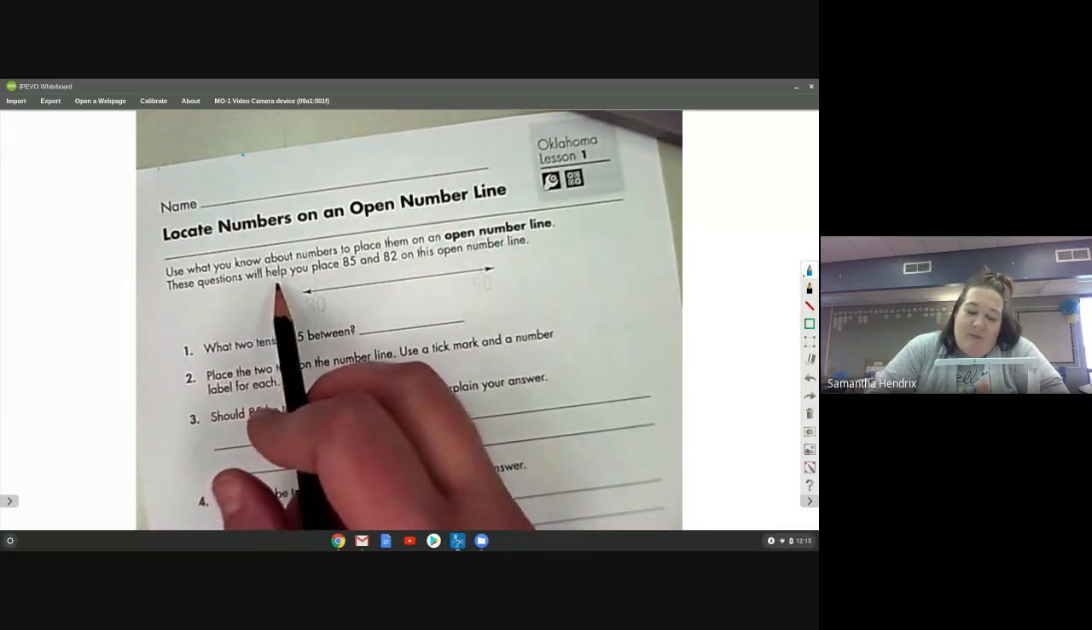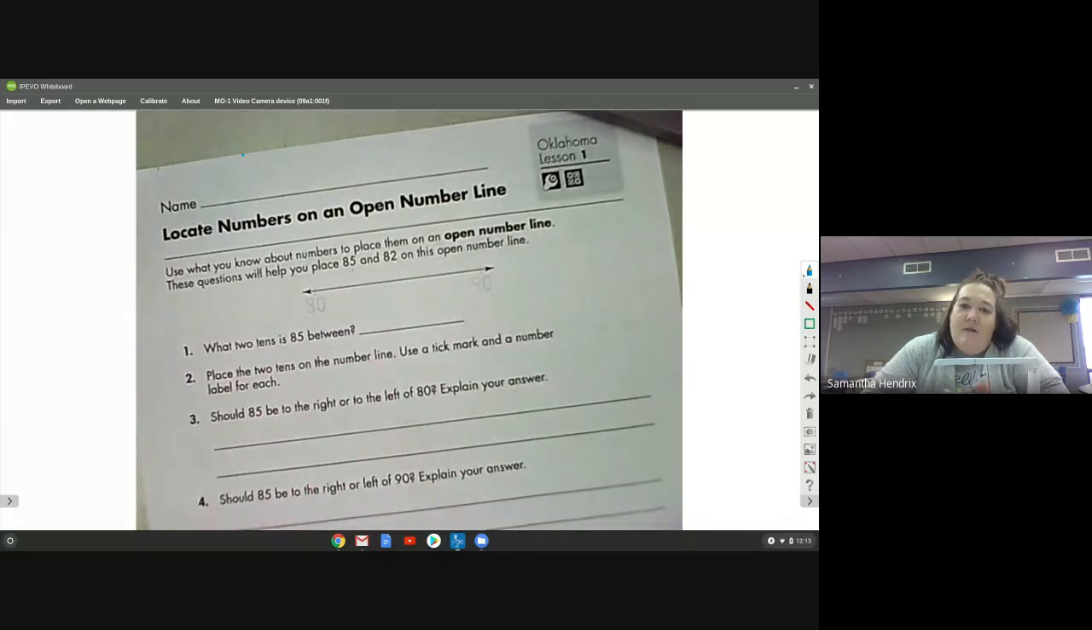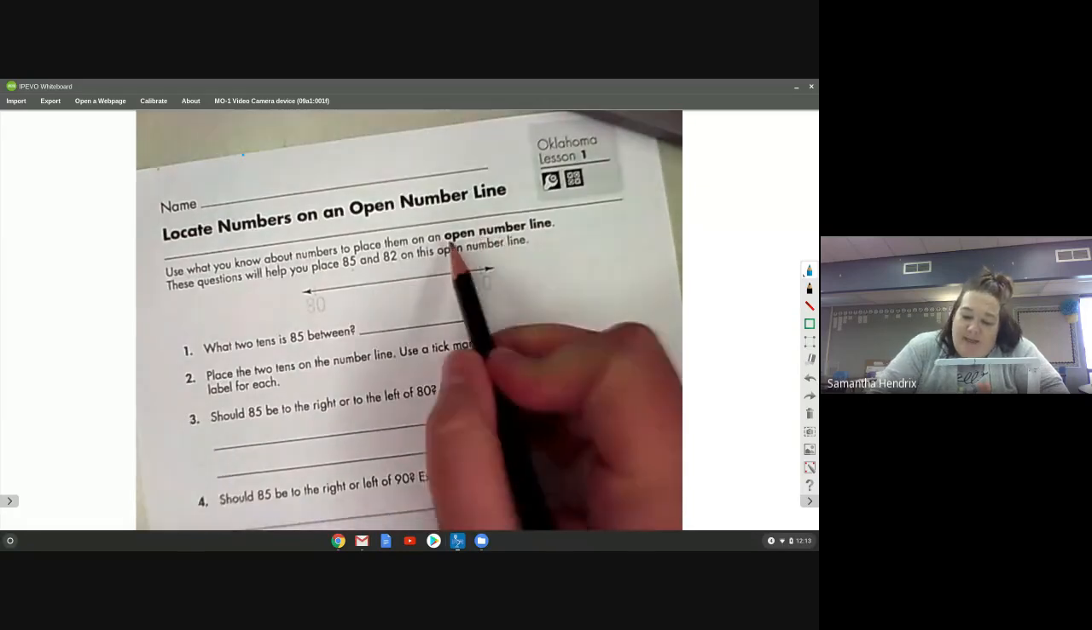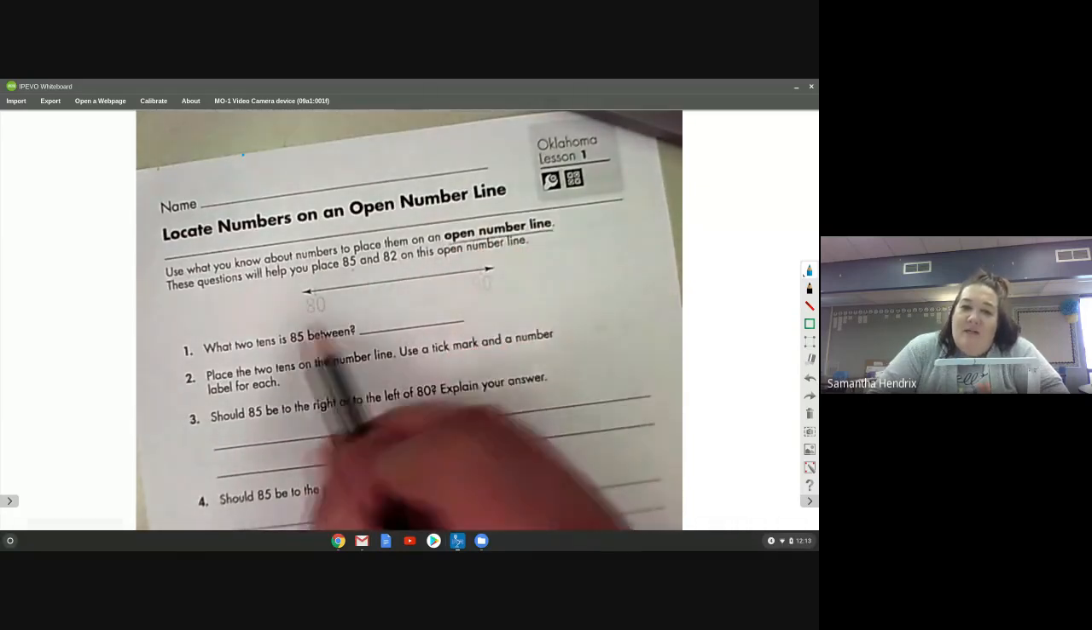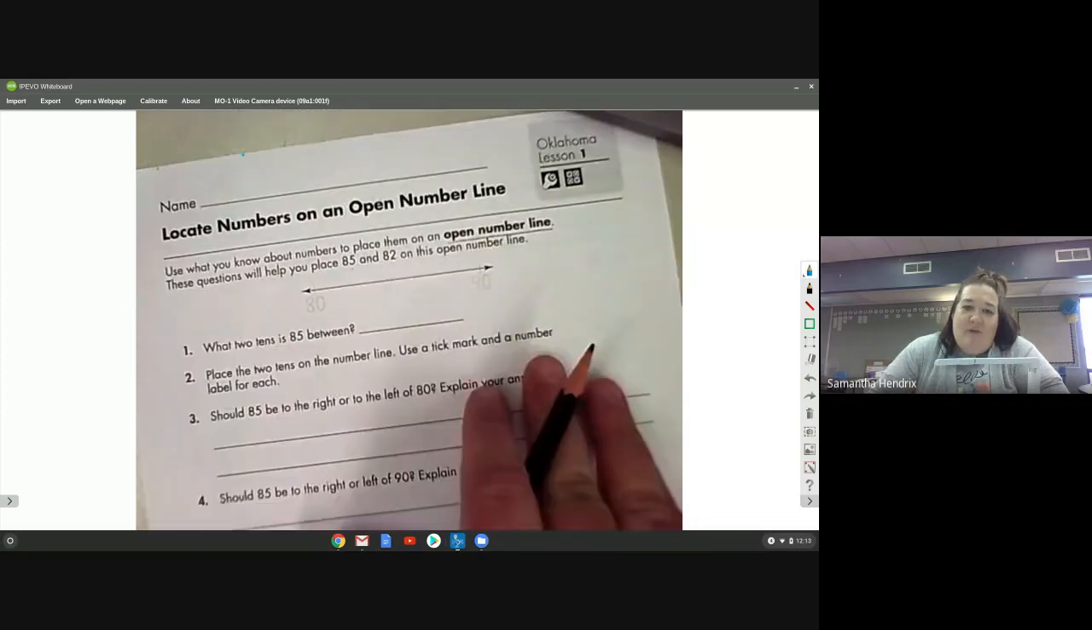These questions will help you place 85 and 82 on this open number line. So, open number line just means that you draw it and you get to put the numbers on. There's not any set numbers when you start.